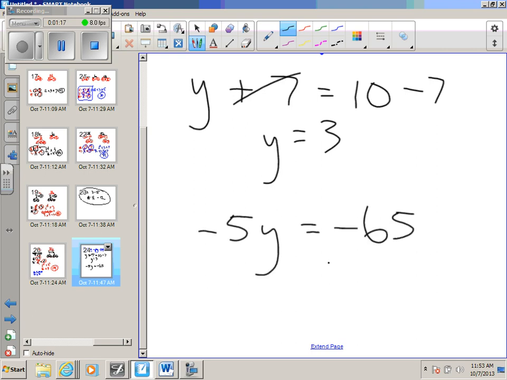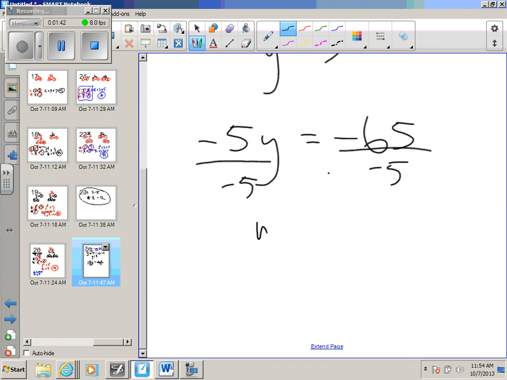Negative 5y is equal to a negative 65. If you saw this, what would your strategy be to solve for y? Come on, let's go. Marlia. No. Mark. What's happening to y? It's being multiplied by a negative 5. The opposite of multiplying by negative 5? Divide by negative 5. Y would equal a positive 13.